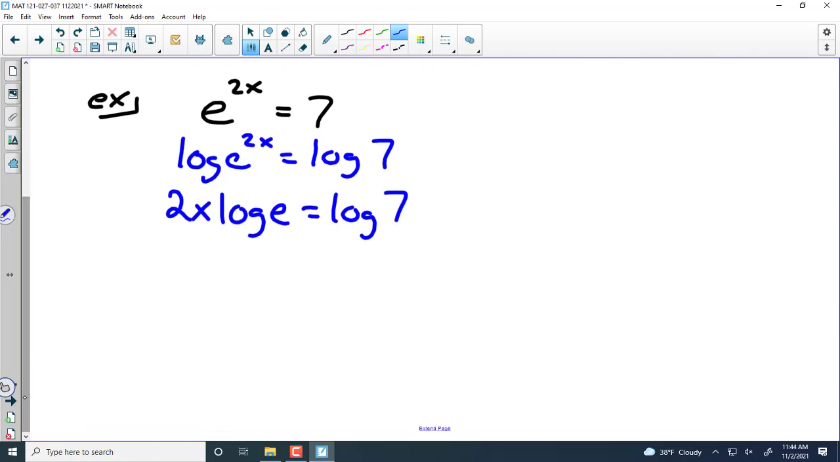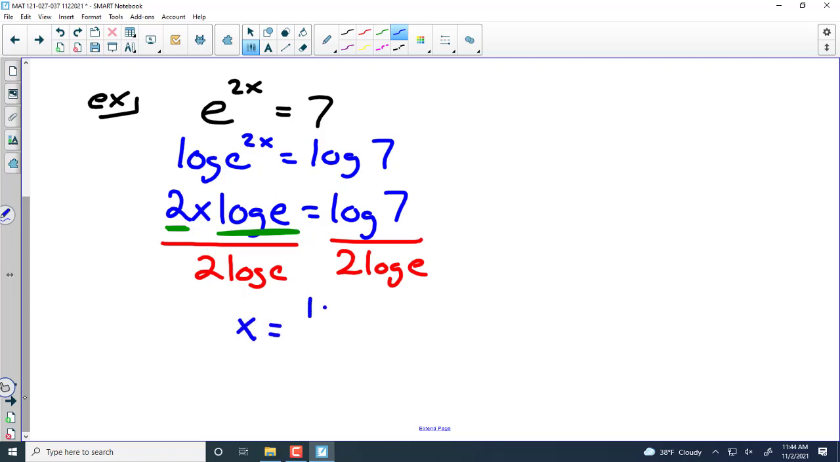The x is not by itself because it has a 2 over here and it has a log base e over here. Two things we must divide by, and we can divide by them both at the same time. We divide both sides by 2 log e. And that gives us that x is equal to log of 7 over 2 log e.